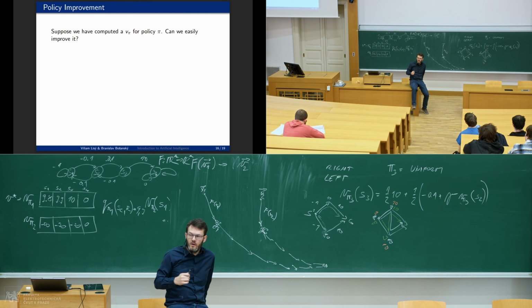Okay, good. So once you have the value function for a policy, you can look at any state in which you are not doing the best thing, you are not taking the action to the optimal state, and you can improve that, and that will improve your policy.